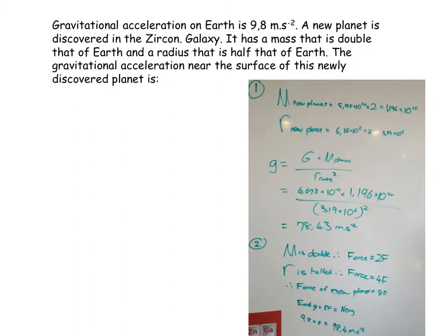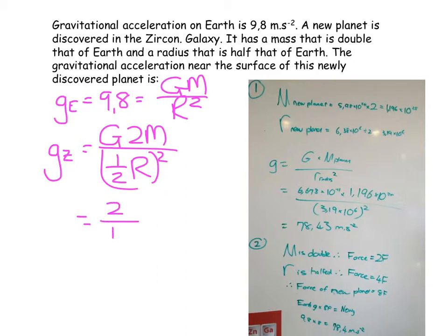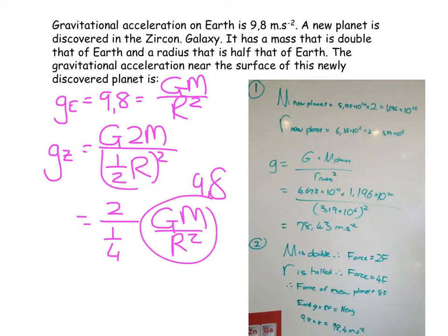9,8. So let's just go through that. Gravitational acceleration on Earth is equal to 9,8, which is equal to G M over r squared. My gravitational acceleration on, let's say, Zircon is going to be equal to G 2M over (a half r) all squared. That is equal to 2 divided by a quarter, G M over r squared. This is 9,8. And when I've got a quarter over here, it becomes 2 times 4 times 9,8.